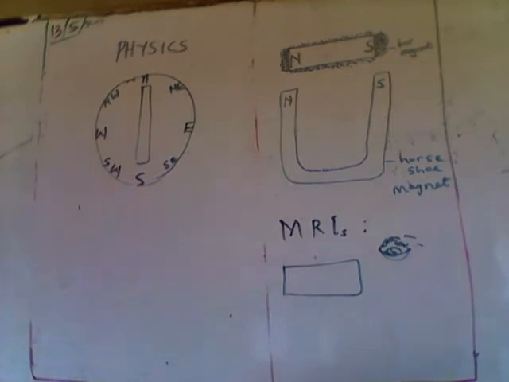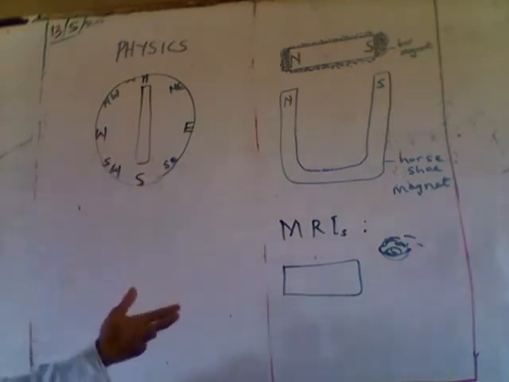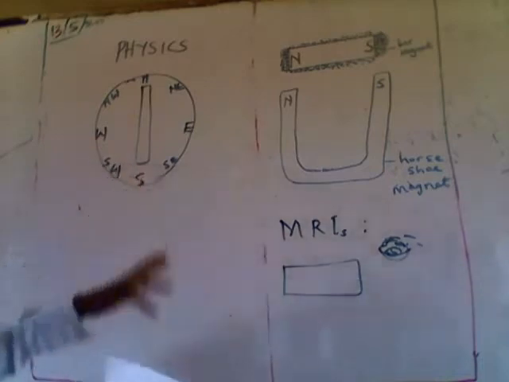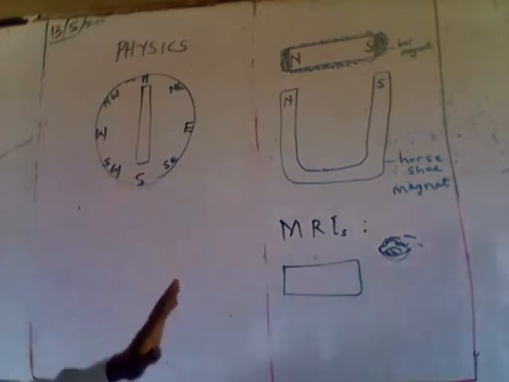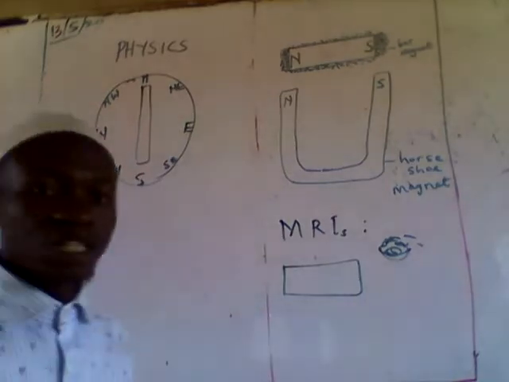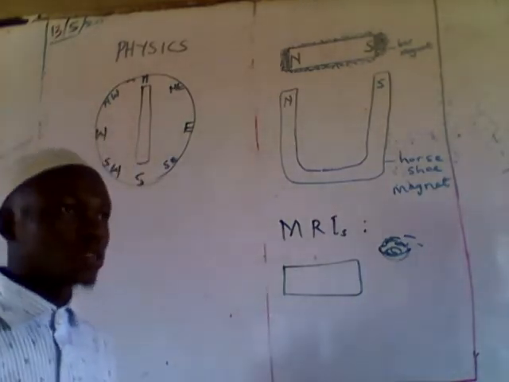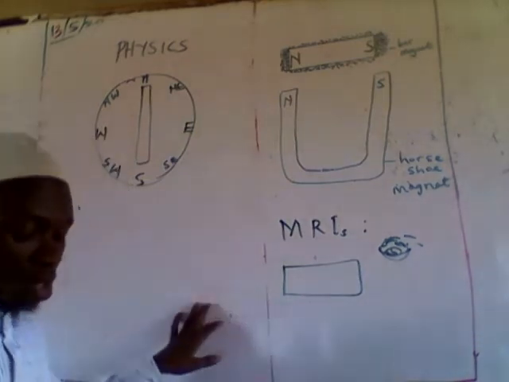Exactly. And we also use the compass to determine Qibla in our religion, right? So you can determine the Qibla of a particular area by using a compass. So these are the two basic methods of determining the pole of a magnet. The first one is by free suspension, and the other one is by using a compass.